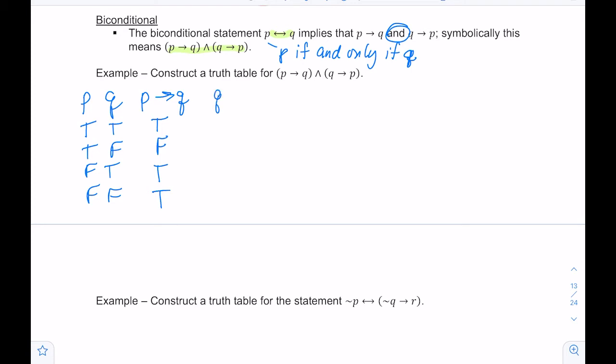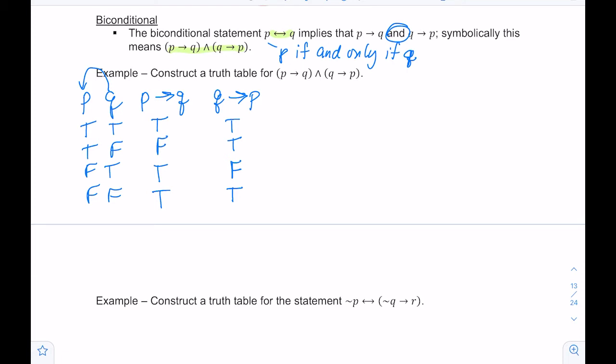Now I'm going to look at if Q, then P. So now you're going to reverse the columns. Look at Q first, then look at P. So true, true is true. Then I have false, true, which is true. But in the third line, I have true, false, which is false. I didn't keep up with my end of the deal. And the last one stays false, false, and the conclusion is true.